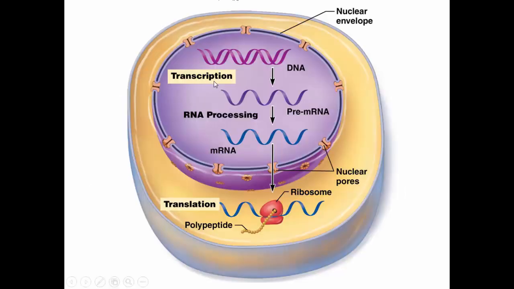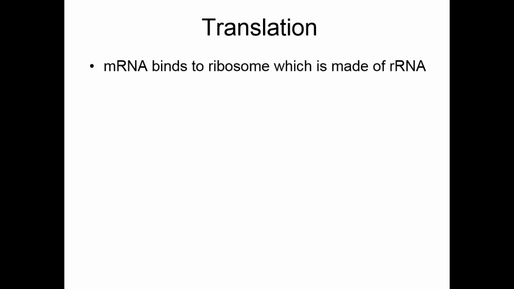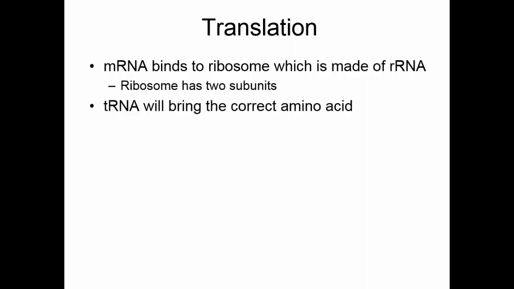So we have our transcription. We get our rough draft messenger RNA. We get it edited. It's now all cleaned up, it's tagged, it can go through a nuclear pore, and it comes out here so it can attach to a ribosome and start the translation step. In the translation step, the messenger RNA binds to the ribosome. Now the ribosome exists as two subunits, ribosomal RNA and a protein subunit that carries the enzymes necessary to stick amino acids together. Transfer RNA will bring the correct amino acid to the ribosome.